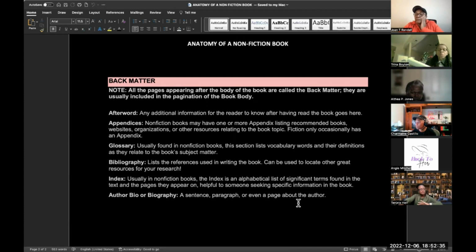Tangela, you have your hand raised there? Is that numbered consistent with the body, or is it numbered? There's no number. There's no numbers in the back. Thank you. Yeah.